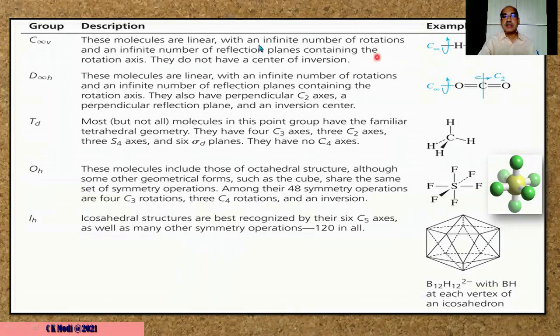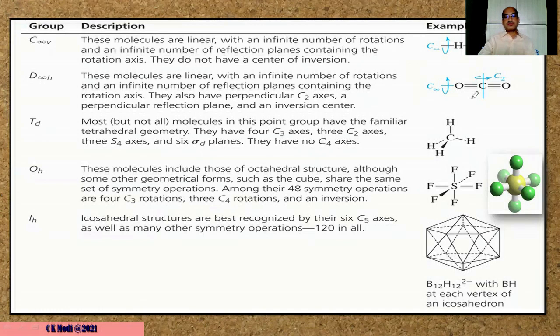So the point group is E plus C infinite, that is called C infinite. Now C infinite plus an infinite number of sigma V planes are present. Therefore, the point group is C infinite V. So look at this. This is C infinite V.